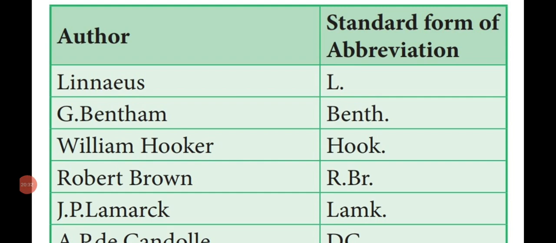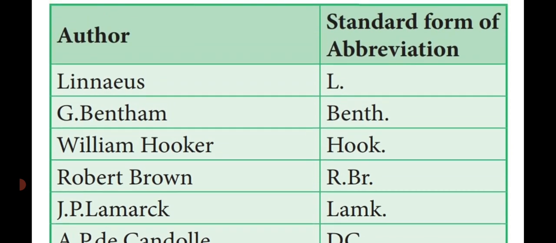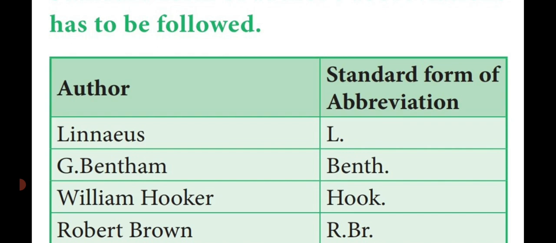Dear students, see the table column, different authors and their standard form of abbreviation. Linnaeus means L. G. Bentham means Benth. William Hooker means Hook. Robert Brown means R.Br. J.P.L. Lamarck, Lam. Then A.P. de Candolle, DC. Wallich, Wall. Alphonse de Candolle, A.DC. So these are the different abbreviated forms of authors who gave the entire description of a plant. After the end of the specific epithet, we have to write the author name in an abbreviated form. That is known as author citation.